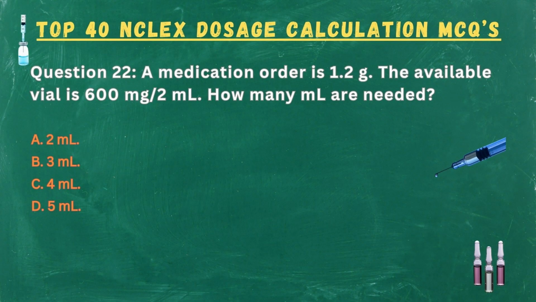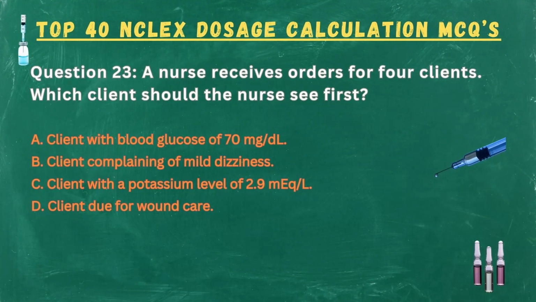Question 22. A medication order is 1.2 g. The available vial is 600 milligrams per 2 milliliters. How many ml are needed? A. 2 milliliters. B. 3 milliliters. C. 4 milliliters. D. 5 milliliters. Answer. C. 4 milliliters.